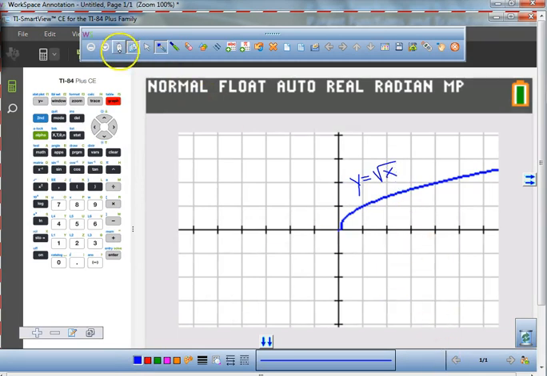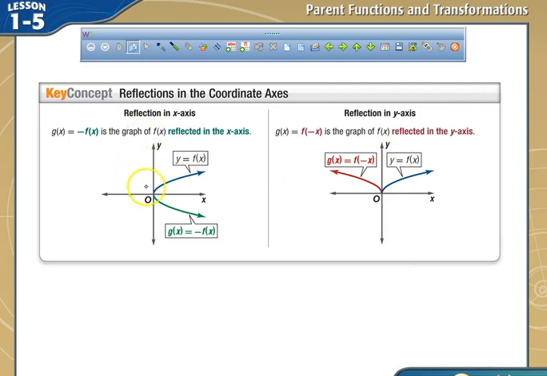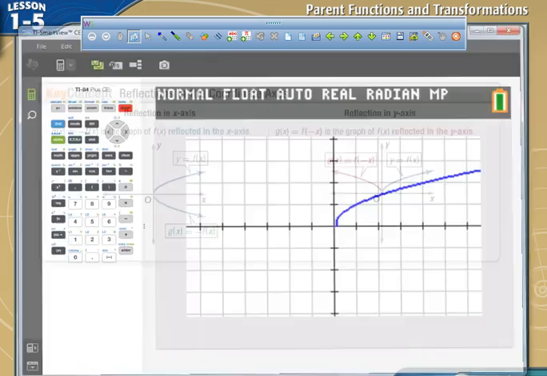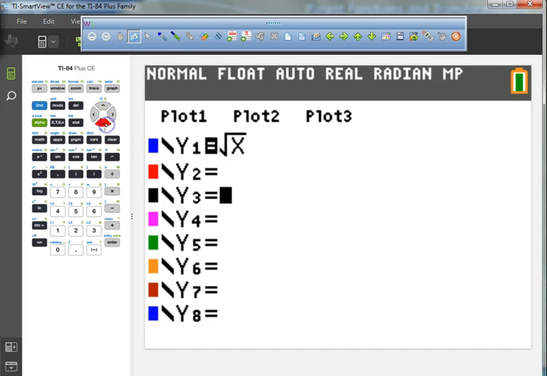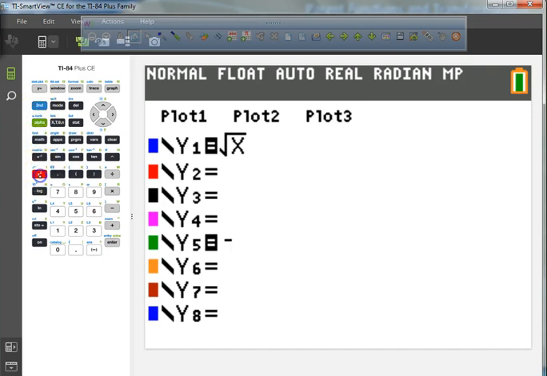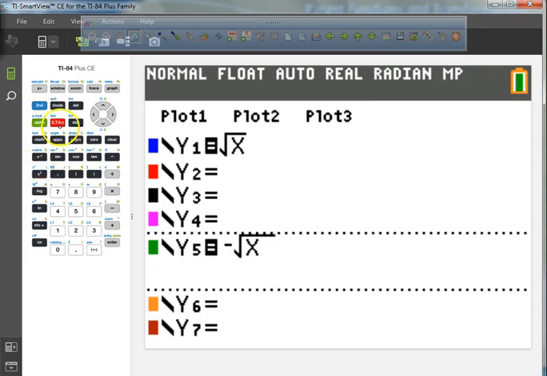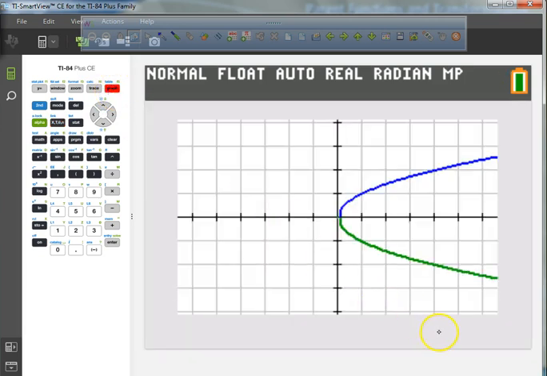Now, if we go back and look at this one right here, what should I do? I should take my y values and make them negative. So if you want to see this green graph right here, what you would do is go to your graphing calculator, hit y equals. Let's go down to y5. Okay, and type in negative square root of x and hit graph. And look what happens.